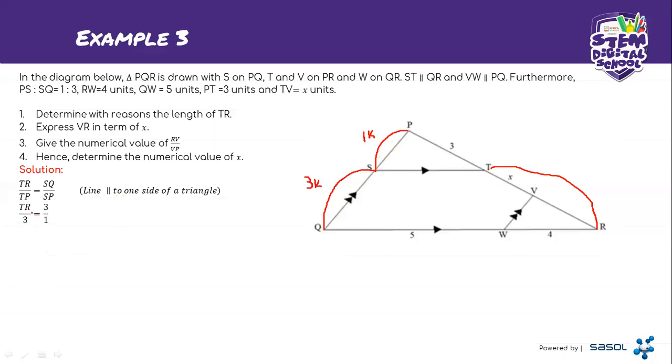Second step, we substitute. And remember, I said we start with what we're in need of, which is TR. Then we're going to cross multiply. Then the answer is 9 units, meaning the length of TR is 9 units. Okay, and then to express VR, where's VR? This is VR. Let me just clean this.